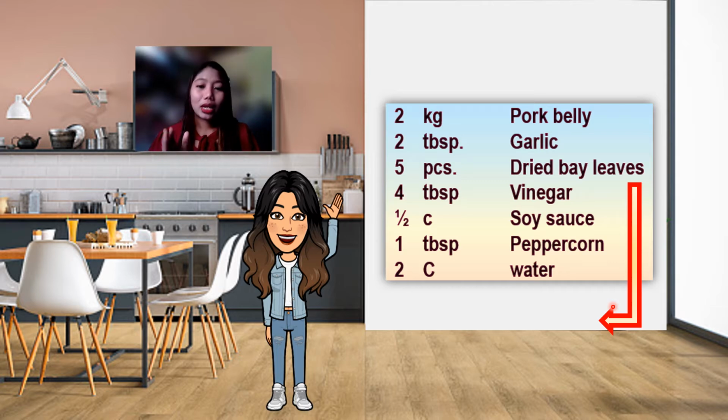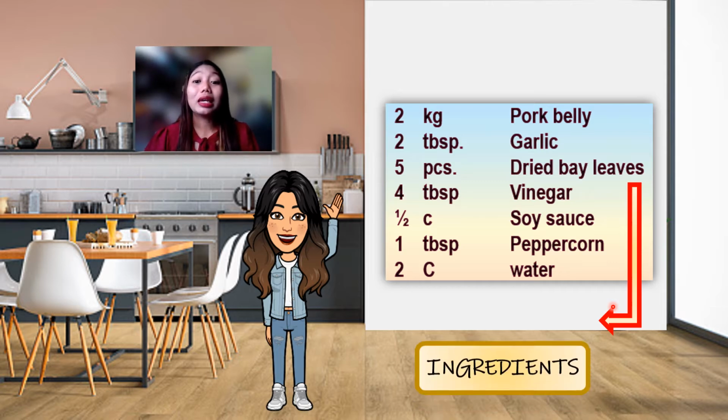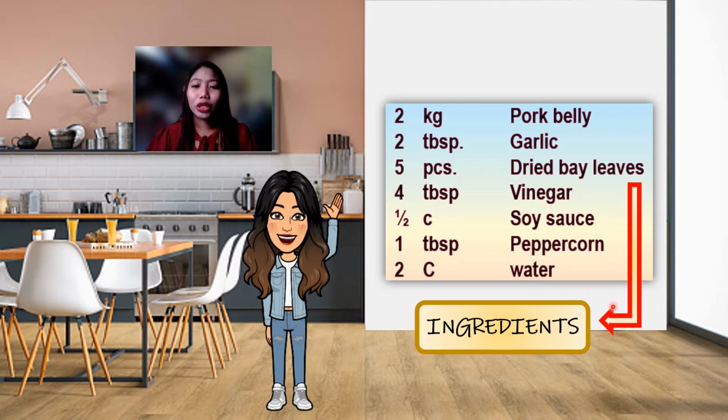So, from the pork belly until the water, these are the ingredients. Okay? These are the ingredients. However, we would like to achieve the accurate, eksaktong sukat. Okay? The accurate measurement. So, it's not enough that you know these things, the ingredients. It's also important that you know these things. Yan. The numbers and then these letters. Do you know the meaning of this? Ayan.